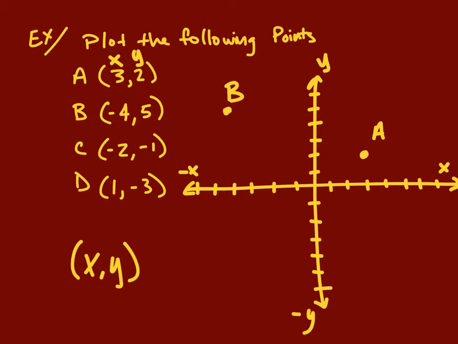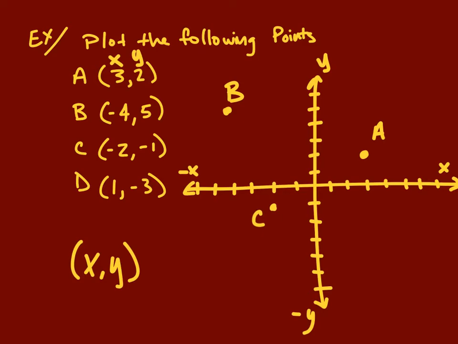Now point C is the point negative 2, negative 1. Because my x value is negative, I'm going to move to the left first, 1, 2, and then I'm going to move down 1. And that's the location of where C is going to be.